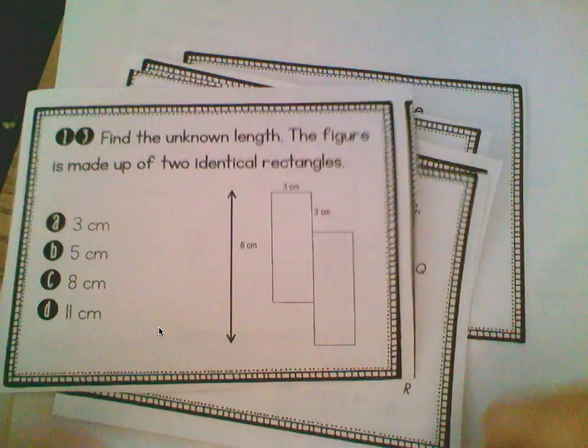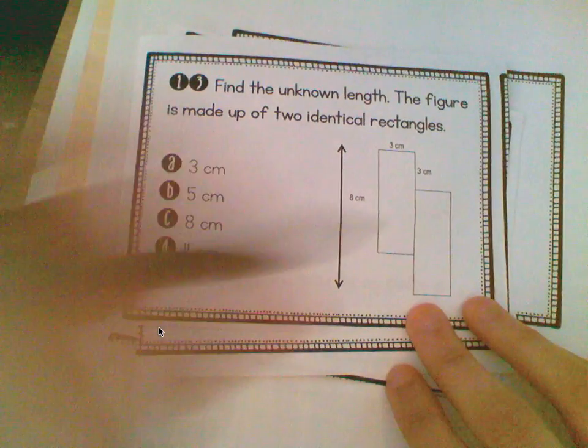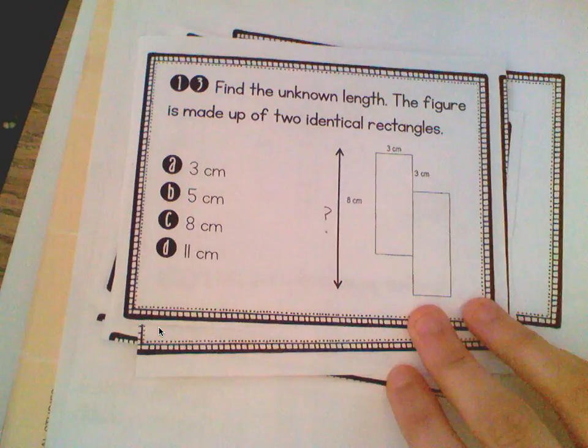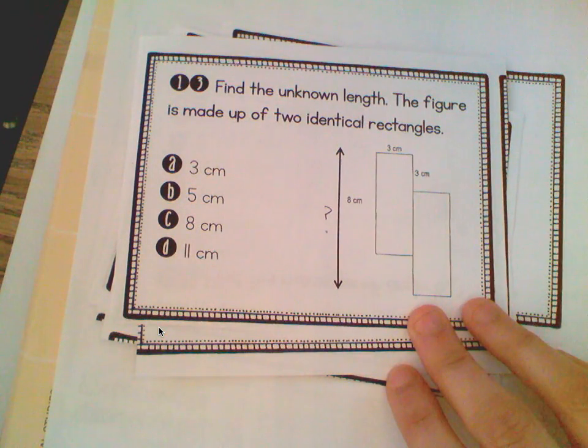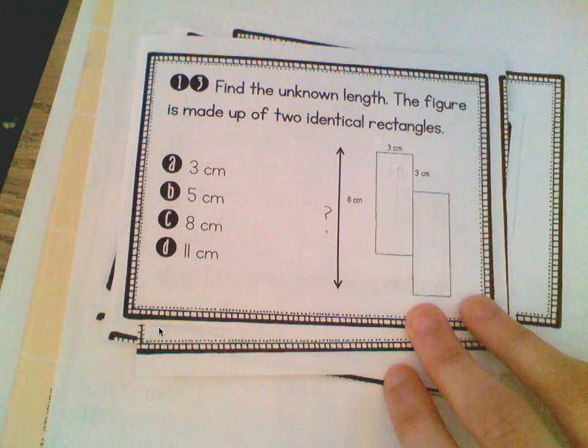Now I'm going to try this one. Find the unknown length. I'm guessing is this long line. The figure is made up of 2 identical rectangles. Identical means the exact same. So this rectangle is exactly the same as this one. So I would pause this, try to solve this. This is a good challenging one, and see if you can figure it out. Okay, I'm going to think about this.